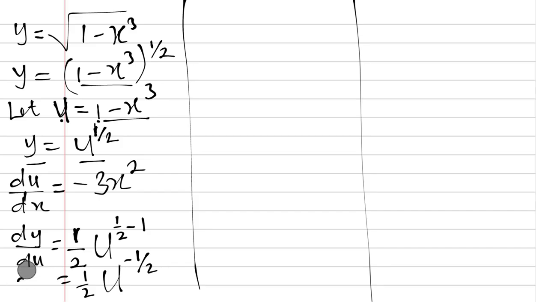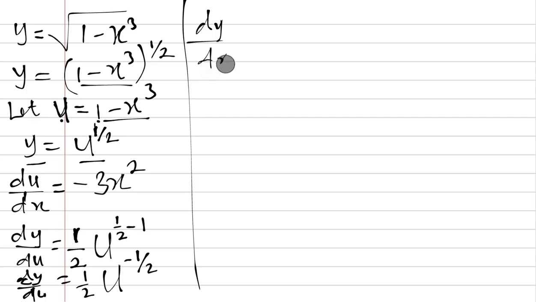Are you seeing that? So this is our dy du. All right. So now let us put them together here. What's our formula? dy dx is equal to what? du dx multiplied by dy du. Are you seeing that now?